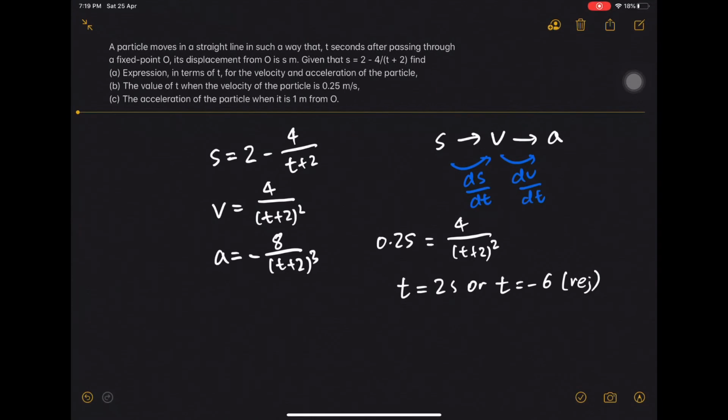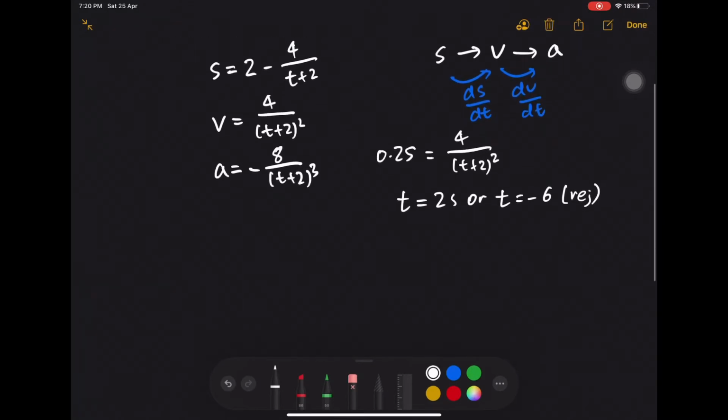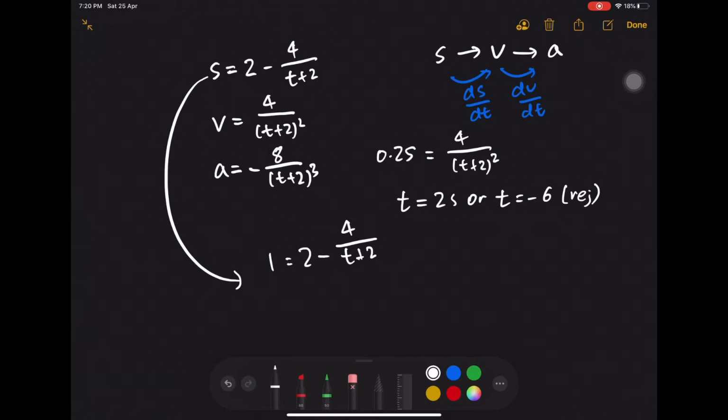For the last part of our question, we have to find the acceleration of the particle when it is 1 meter away from O, our origin. So we have 1 meter, and that is the displacement. We're going to use the displacement equation since we are given 1 meter. I'm going to put it down here: 1 meter, which is 2 minus 4 over (t plus 2). You can see that time is the unknown.